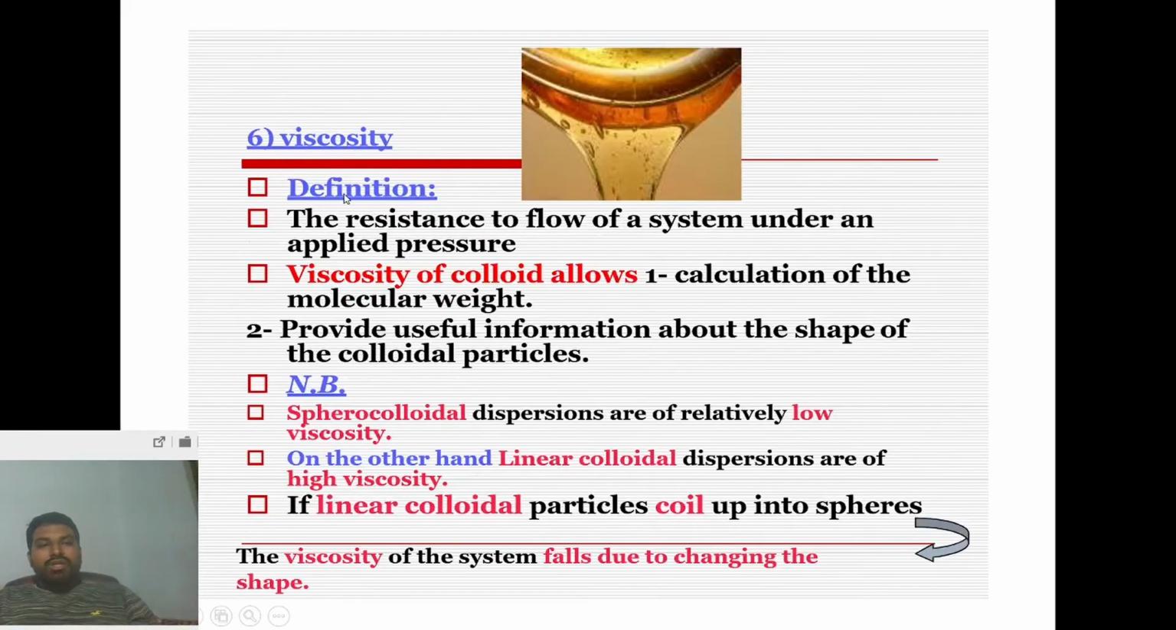Next is viscosity. Definition: the resistance to flow of a system under an applied pressure. Viscosity of a colloid allows calculation of the molecular weight. Second, it provides useful information about the shape of the colloidal particles. Spherocolloidal dispersions are of relatively low viscosity. On the other hand, linear colloidal dispersions are of high viscosity. If the linear colloidal particles coil up into spheres, the viscosity of the system falls due to the change in shape.